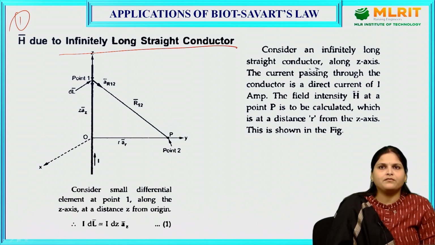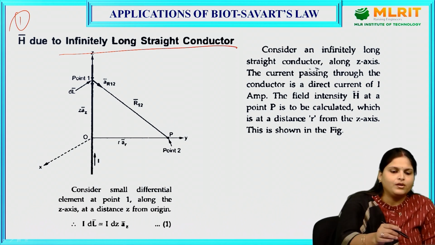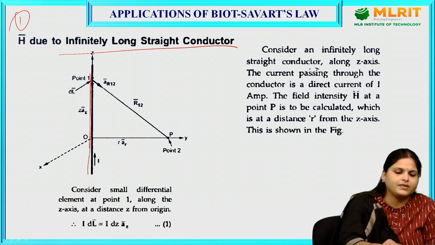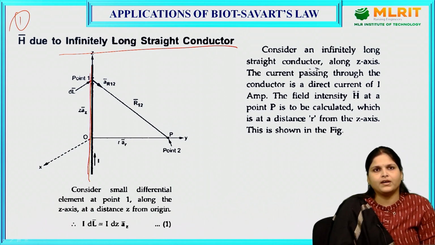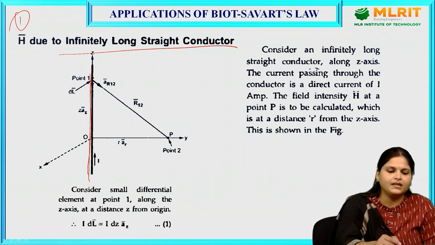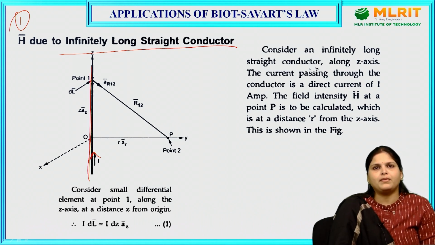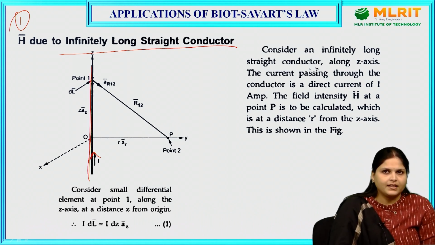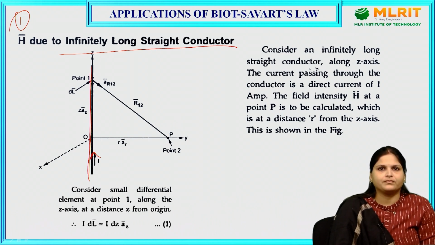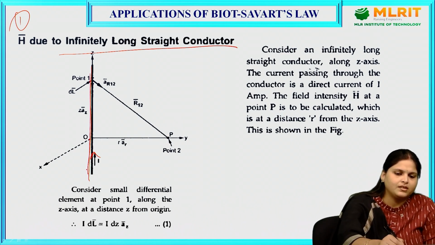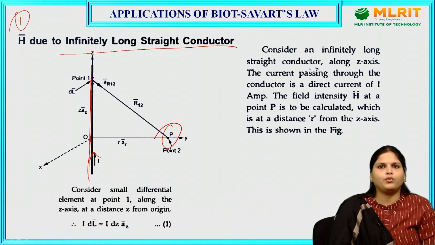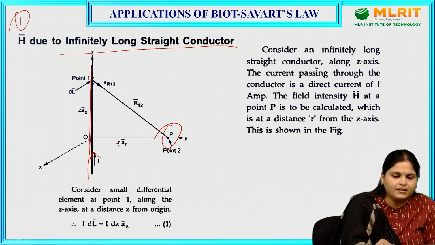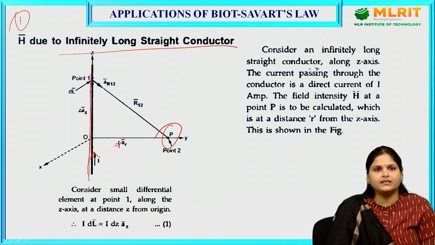We are considering an infinite long straight conductor which is along the z axis, and as we are discussing BIOT-SAVART'S law, we are talking about magnetic field intensity. We will say the current passing through the conductor is a direct current of 1 ampere, and with this infinite long current carrying conductor, we are going to find the magnetic field intensity at this point P, which is at a distance r from the current carrying conductor.